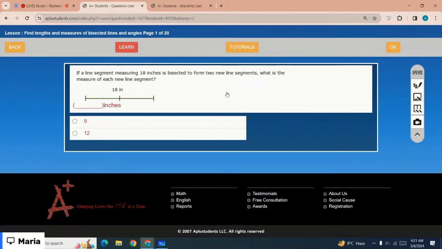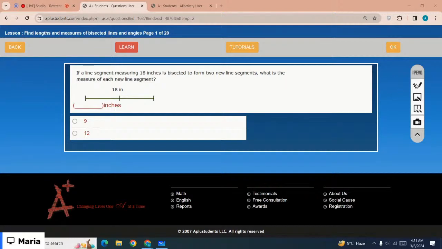Okay, if a line segment measuring 18 inches is bisected to form two new line segments, what is the measurement of each new line segment? So you are given the total measurement, that is 18. You have to divide the line into two segments.